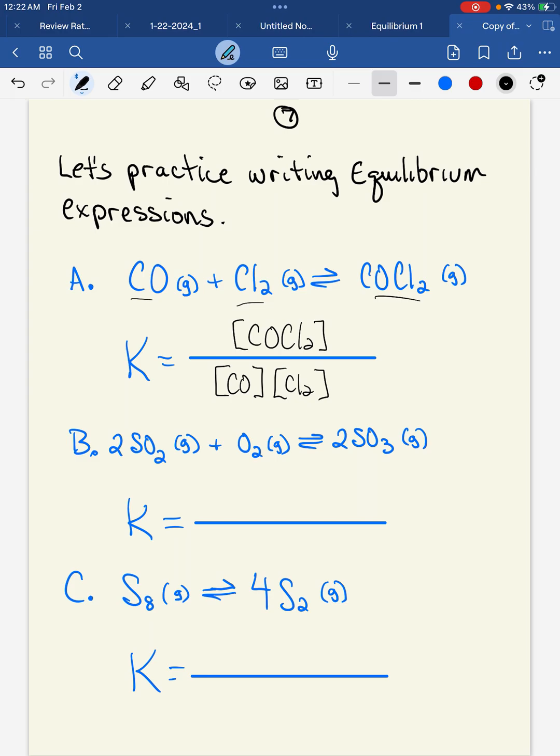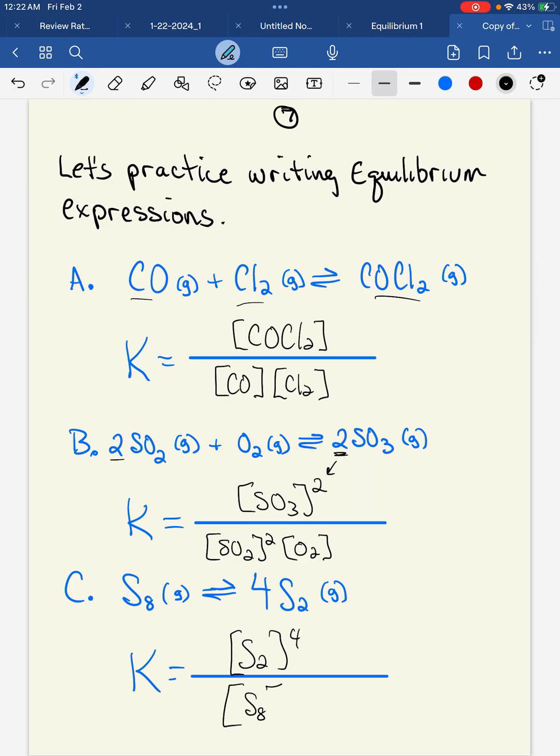For letter B, we'll do our products, SO3. We're squaring that because of that 2. Squaring that because of that 2, not that 2. And for C, we've got S2. We'll use that 4. S8. That's kind of ugly.